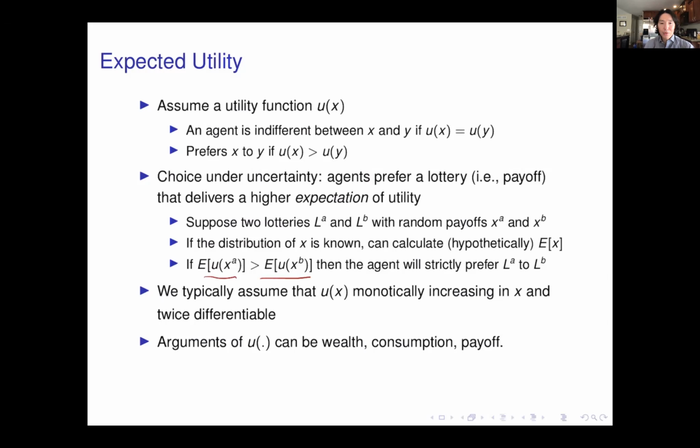And we typically assume that U(X) is monotonically increasing in X and twice differentiable. This is just a technical assumption. 별로 중요한 assumption은 아니에요. 기술적인 이유로 우리가 가정을 할 겁니다. And the arguments of U, the utility function U, can be anything: wealth, consumption, payoff, and so on.